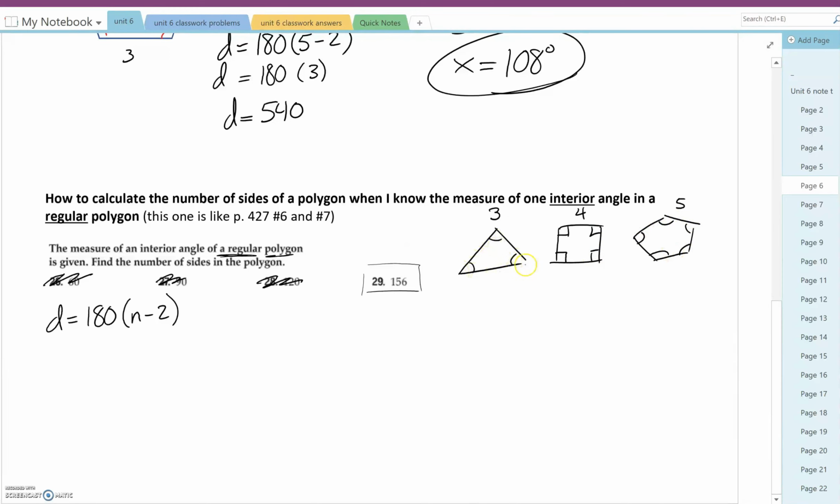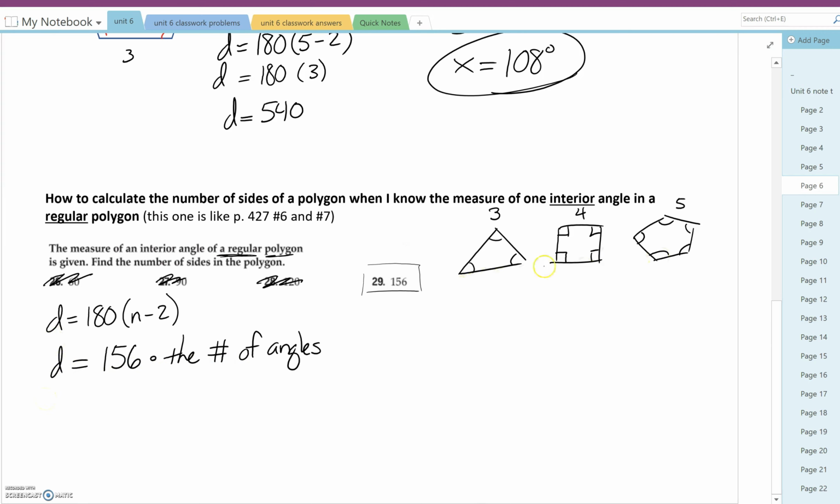So in a triangle there are 3 angles, in a square 4 sides, 4 angles, and in a pentagon 5 sides, 5 angles. The reason that matters is because I know that the total number of degrees inside of this polygon that I'm looking for is going to be 156 times the number of angles total. Okay, so the number of angles inside of this polygon I'm looking for times 156, right, because each of those angles is 156 degrees. Whatever those two multiplied together is, that's the total number of degrees.